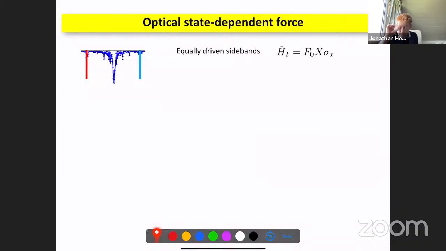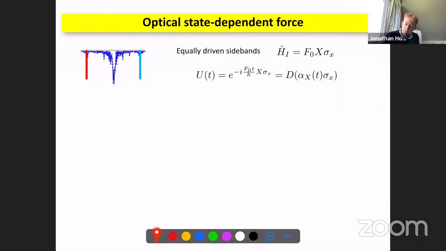So how can we get Hamiltonians that generate states that look a little bit like a cat? One of the ways is to drive equally the red and blue sidebands. If we do that, we get the Hamiltonian shown here. We just sum up the two Hamiltonians we had before, red sideband and blue sideband. Now we have a position operator that I've called x, multiplied with a sigma x operator acting on the spin. So what does that do?